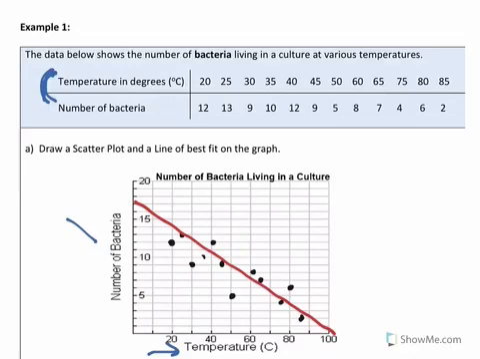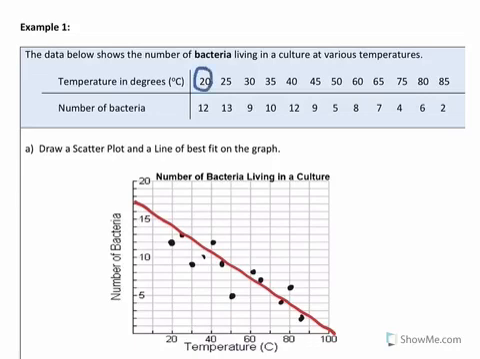Now that makes sense because obviously the number of bacteria will only survive in certain temperatures. And so its population is going to depend on the temperature. And remember, we always put our dependent here. Okay, so I've plotted all the points down because they've included a scale for me. And I did something like this.